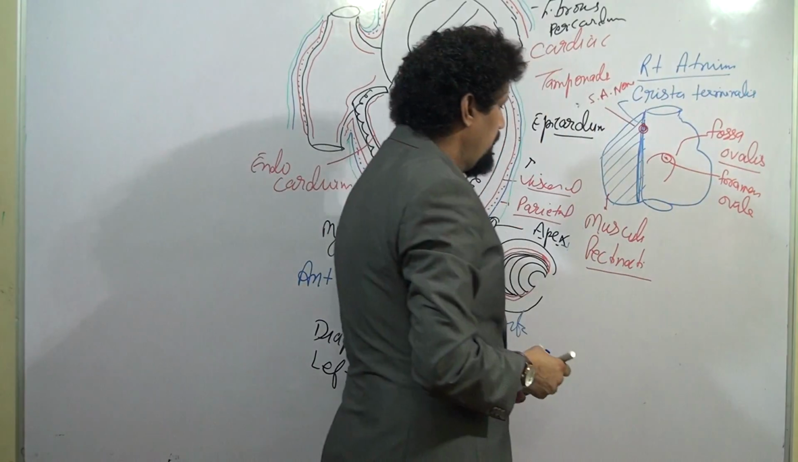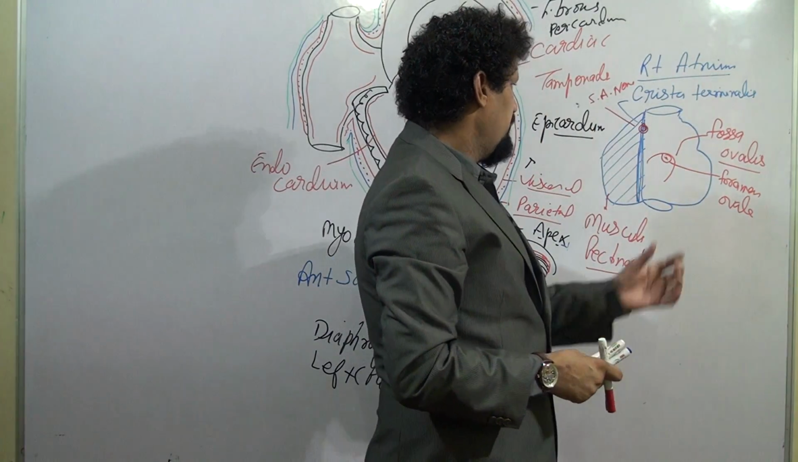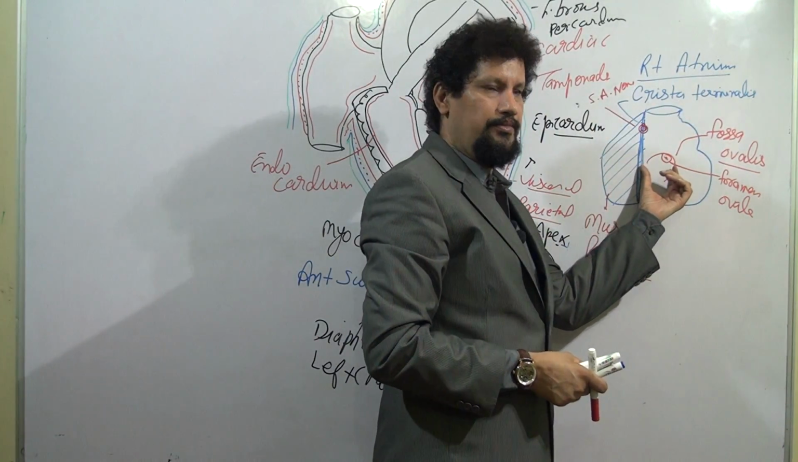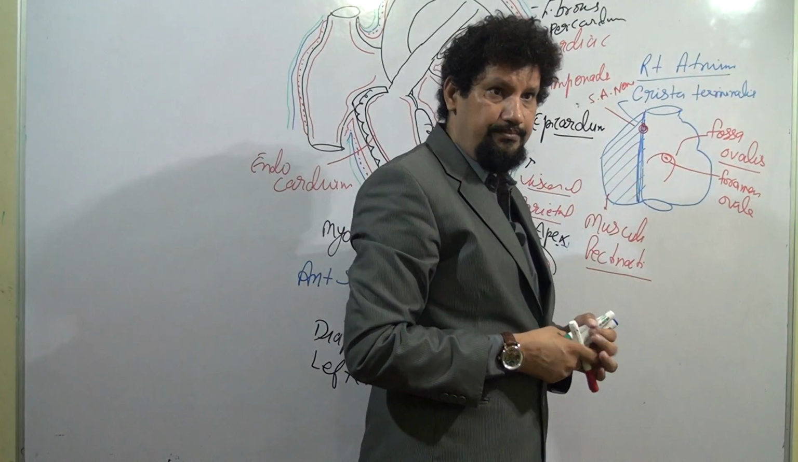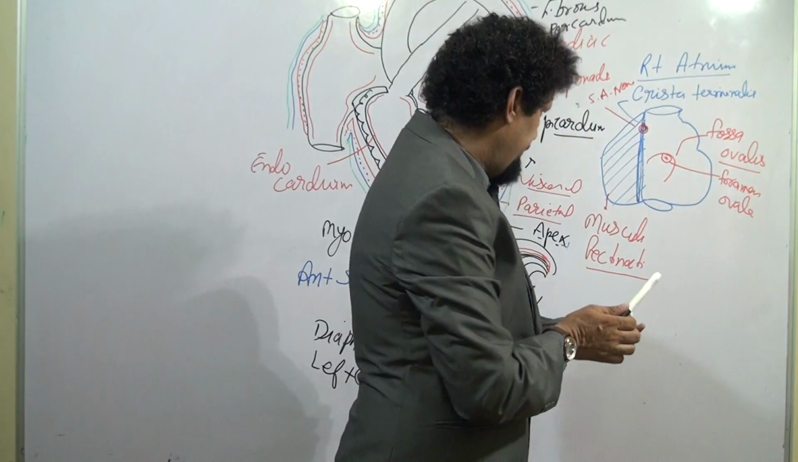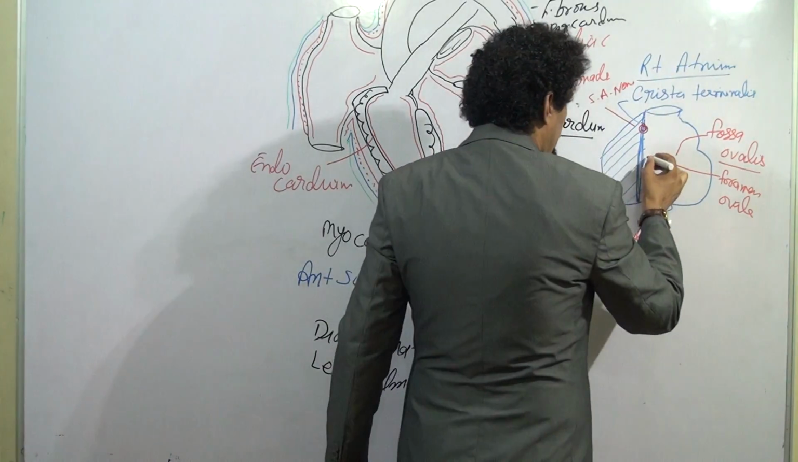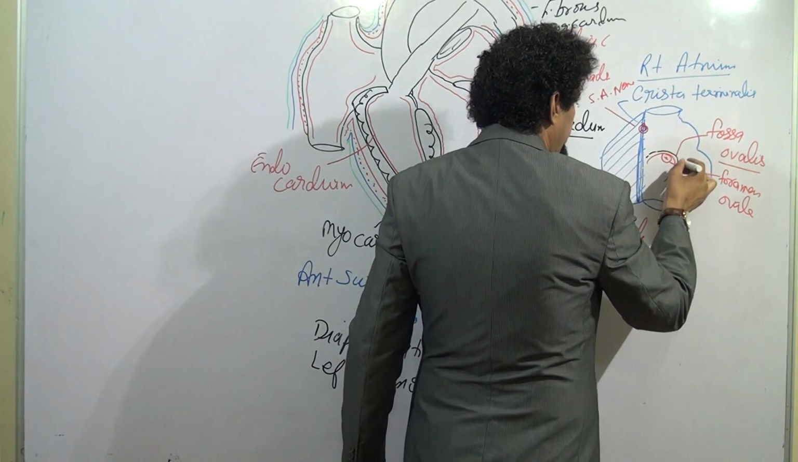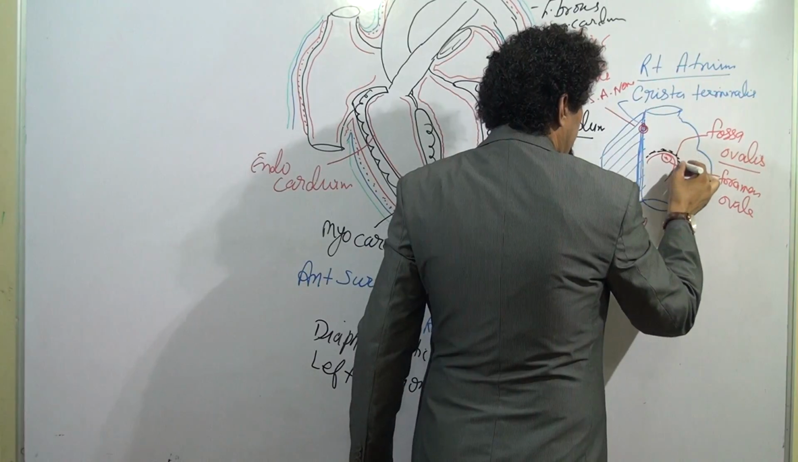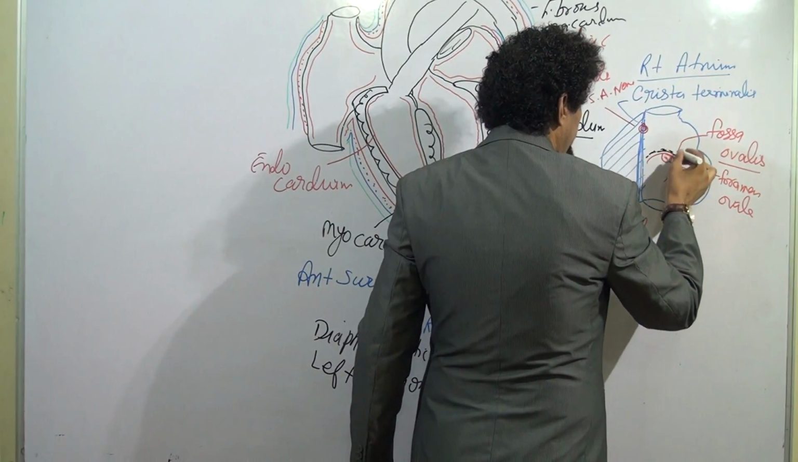And it develops from the embryonic septum primum, and here is the annular ring, which is formed by the septum secundum.